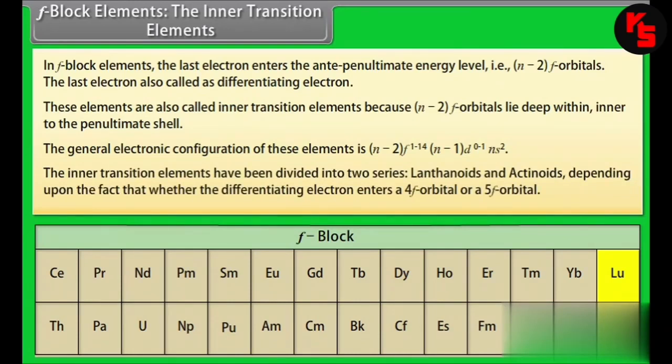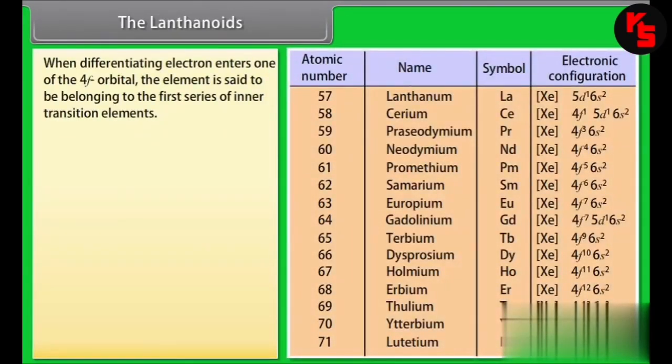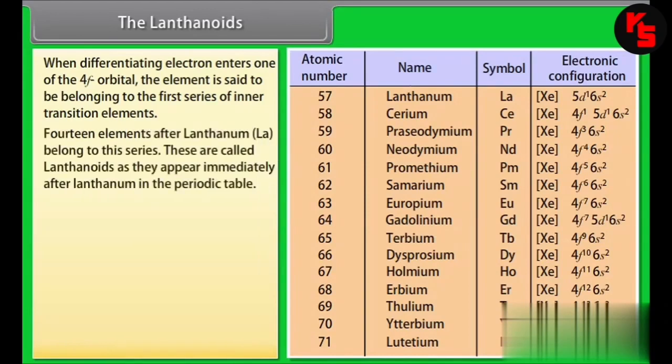The inner transition elements have been divided into two series, lanthanoids and actinoids, depending upon whether the differentiating electron enters a 4f orbital or a 5f orbital. The lanthanoids. When differentiating electron enters one of the 4f orbitals, the element is said to belong to the first series of inner transition elements. 14 elements after lanthanum belong to this series. These are called lanthanoids as they appear immediately after lanthanum in the periodic table.